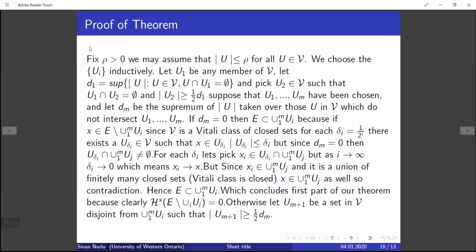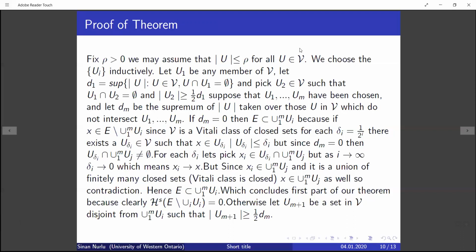So first, we can fix rho and bound all of our Vitali sets. There are two reasons. We're not interested in extremely large sets, for instance. I mean, rho could technically be anything, because since it's a Vitali class, we can always find such a U for any X, such that X is in U, and the diameter of U could be smaller than rho, and it will be positive as well. So there is such a U in the Vitali class. So without loss of generality, we can assume that to begin with.